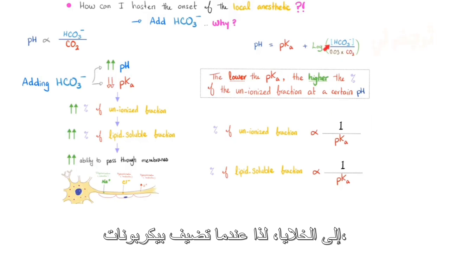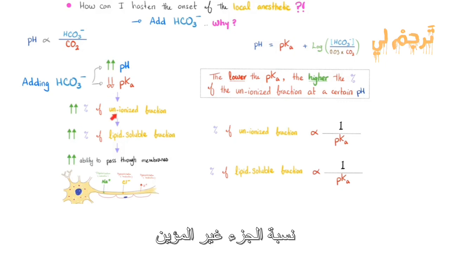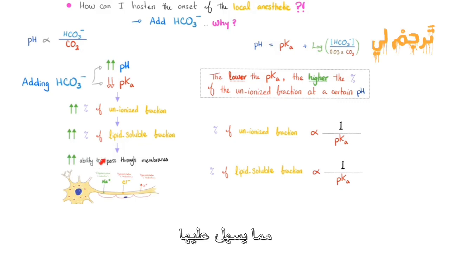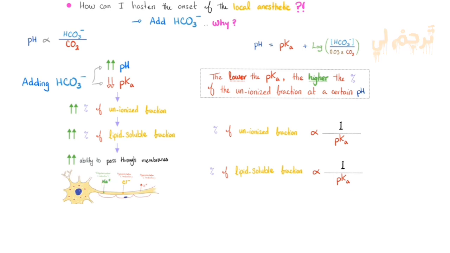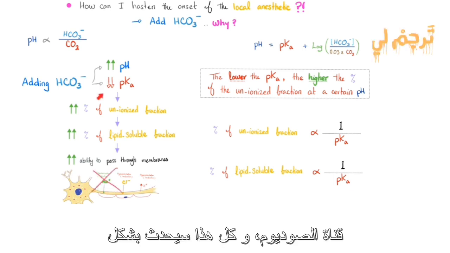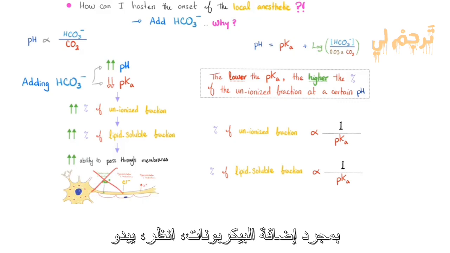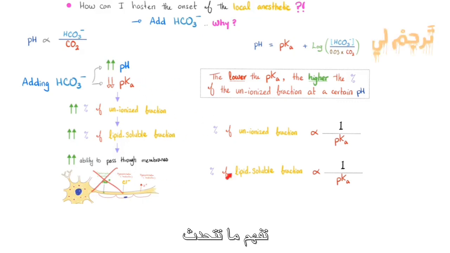So as you add bicarbonate, pKa is gonna decrease. This will increase the percentage of the unionized fraction of the local anesthetic, which will increase the lipid soluble fraction, which will make it easier for me to pass through membrane and enter into the neuron and inhibit the sodium channel. And all of this will happen faster just by adding the bicarbonate. See, medicine makes so much sense once you understand what the flip you're talking about.